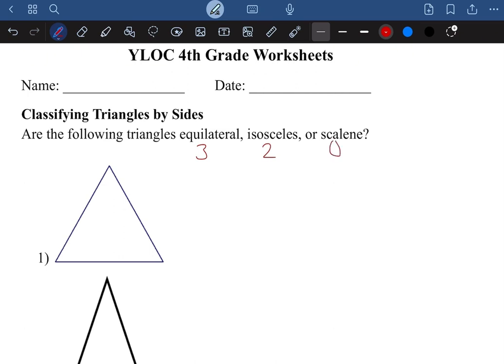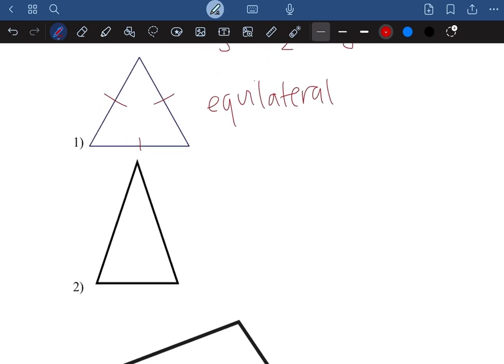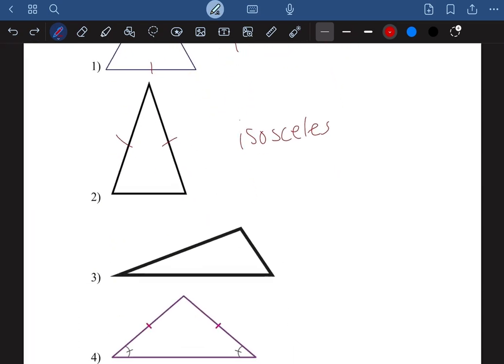So when we look at number 1, this is an example of an equilateral triangle because all 3 sides are the same length. So number 1 is equilateral. Number 2, this is an example of an isosceles triangle. These 2 sides are the same length, but this side is a different length as it's much shorter than the other sides.